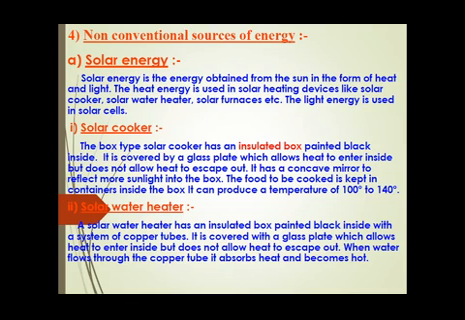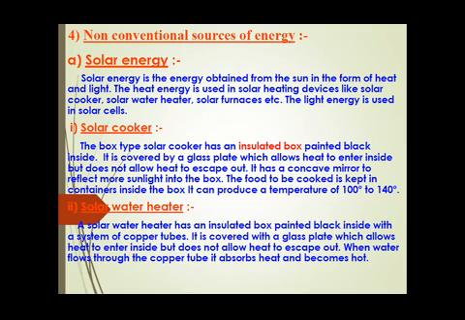Then another question comes: what kind of mirror is used in the solar cooker? It is also a very regular question in board examinations. So concave mirror is used in the solar cooker. Why is it used? Because it reflects more sunlight into the box. Whatever food has to be cooked is kept in a container inside the box. And what is the range of temperature reached in the solar cooker setup? It is not mentioned over here, but it is 100 degree to 140 degree centigrade.